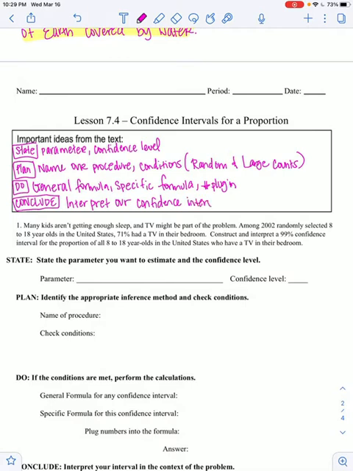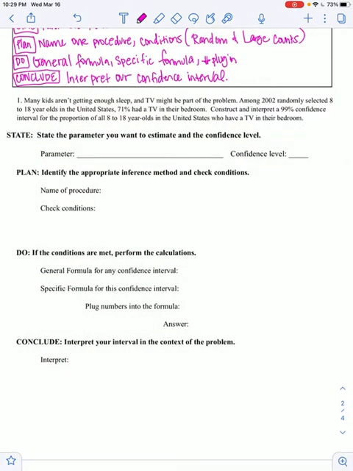All right. So I will have the key posted for the Check Your Understanding, but essentially you're going to be doing the exact same thing. What I will help you with is identifying what you need to know. So many kids aren't getting enough sleep, and a TV might be part of the problem. Among 2002, so this is our n value, that's our sample size, 2002 randomly selected 8 to 18-year-olds in the United States, 71% had a TV in their bedroom. Construct and interpret a 99% confidence interval for the proportion of all 8 to 18-year-olds in the United States who have a TV in their bedroom. So this 71%, that's our p-hat. Our proportion is our parameter. And 99% is our confidence level. So that means that our Z critical value for this one is going to be 2.576.